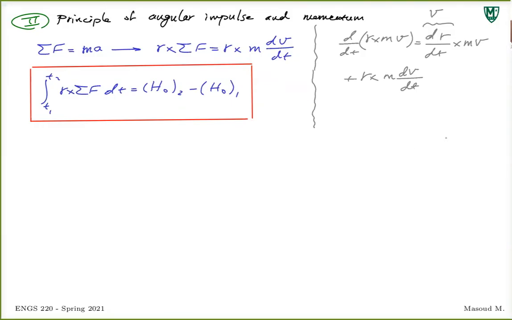What is the cross product definition? Cross product A cross B is AB sine of the angle between them, right? If this is A, this is B, this is theta. Now, if we have the cross product of two similar vectors, the same vector, V cross V, they are exactly on top of each other. So the angle between them is 0. Sine 0 is 0, so this whole thing becomes 0.